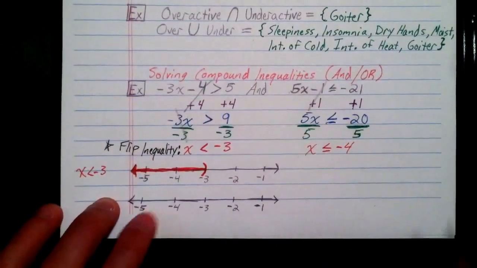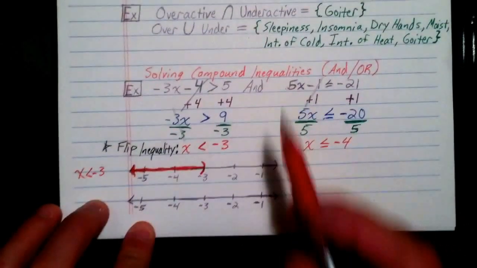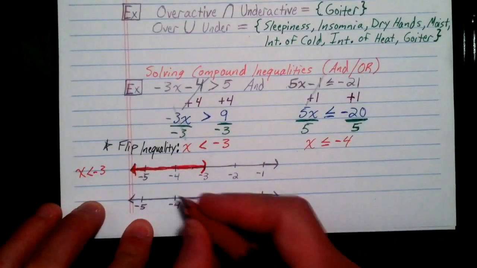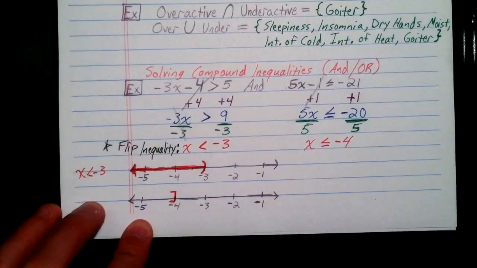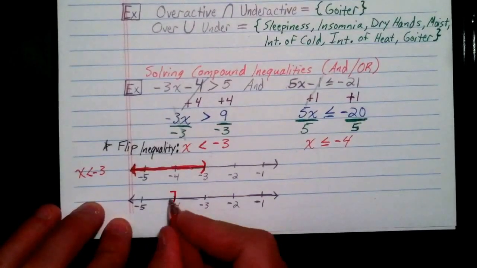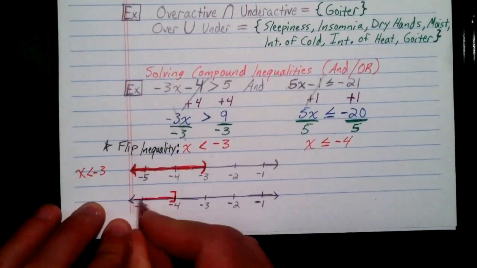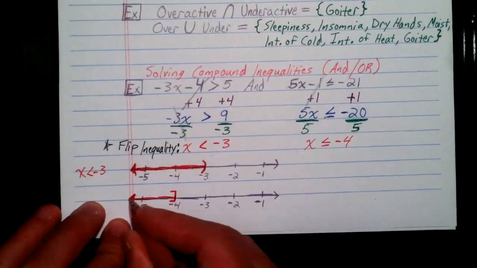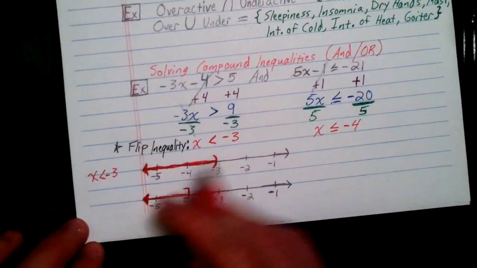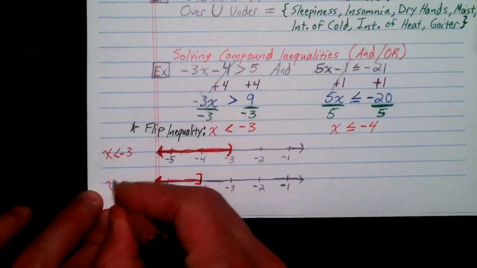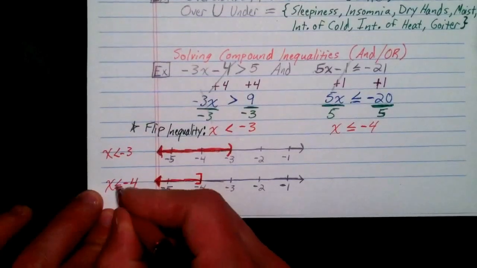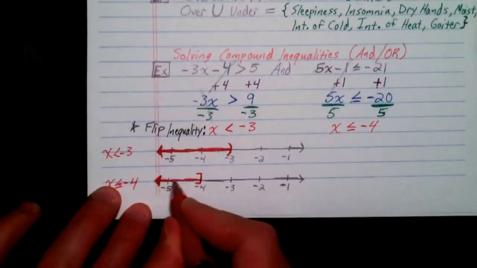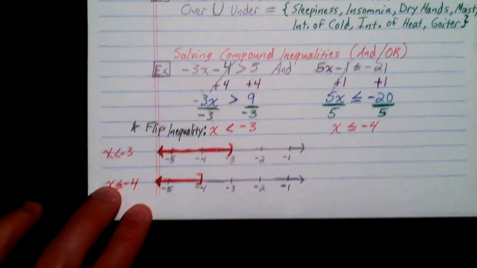Now, let me graph it and then I'll explain how we handle that AND situation. So less than or equal to negative 4, that means we'd have a bracket on the negative 4, and we shade everything to the left. Okay. So individually, that's what these two graphs would look like.